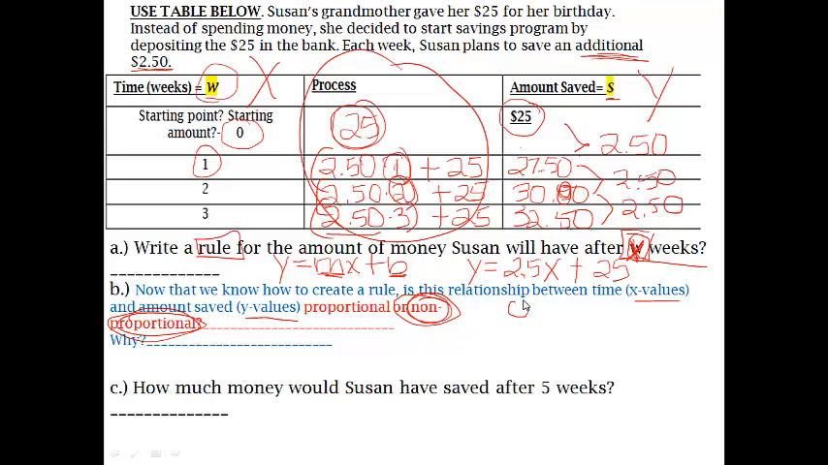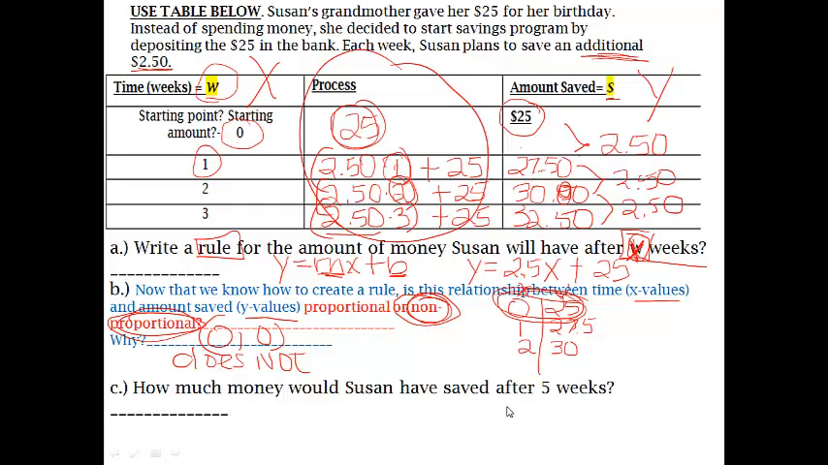My table would look like this. 0, 25 for my x and y. It'd be 0, 25, 1, 27.5, 2 would be 30, and so forth. So a proportional relationship always starts at 0, 0. So we know that it does not. So that's a quick way to realize, is it proportional or is it not?